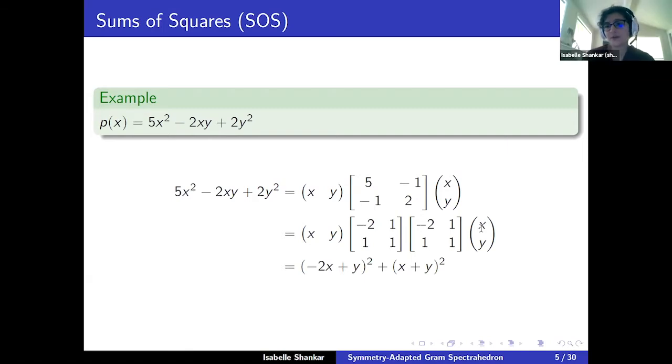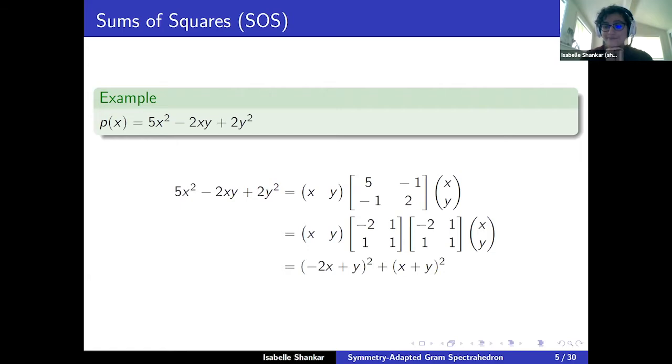Let me point out one thing which will come up a couple of times. This is a rank 2 matrix, which is exactly why we end up with 2 squares in our decomposition. So the rank of the matrix that you find, your Gram matrix, corresponds exactly to the number of squares in your sums of squares decomposition. So that's a quick intro to sums of squares. I'm going to move on to symmetric polynomials in a second, but let me pause here for any questions.